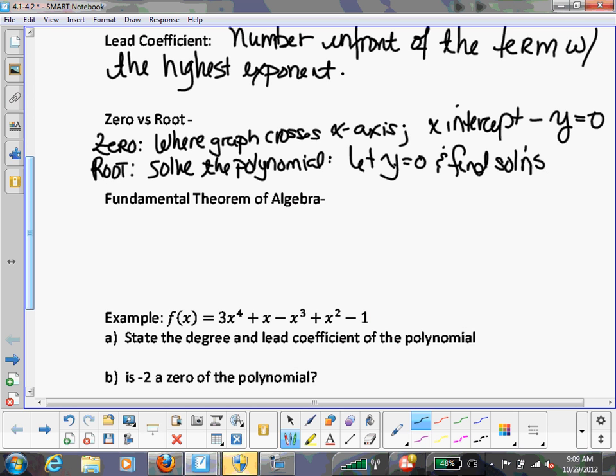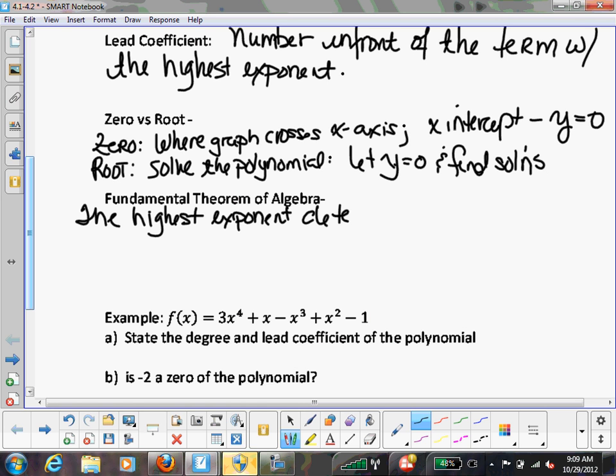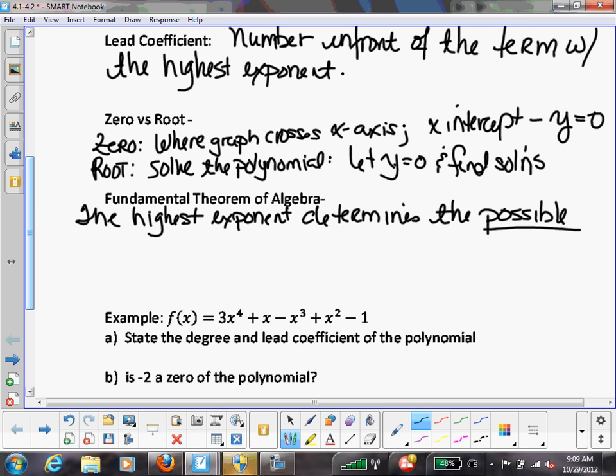So the fundamental theorem is that the highest exponent determines the possible number of zeros or roots. I'm going to use these terms interchangeably so that you get used to hearing that. Now, the reason I say possible is that these roots are complex.